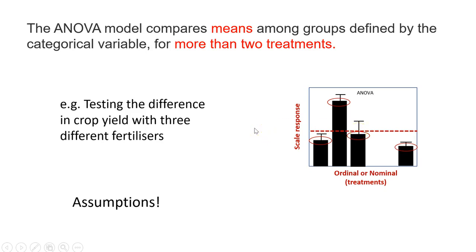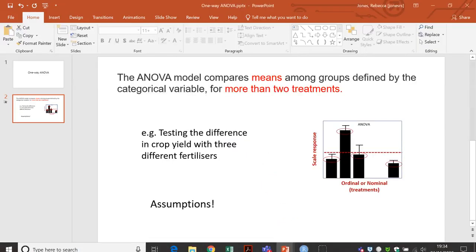So you would use a one-way ANOVA when you want to test the difference in crop yield with three different fertilizers. So you have a categorical variable here with three different treatments, and you're looking at how this affects the crop yield. So let's just have a quick look at how you would do this in R.